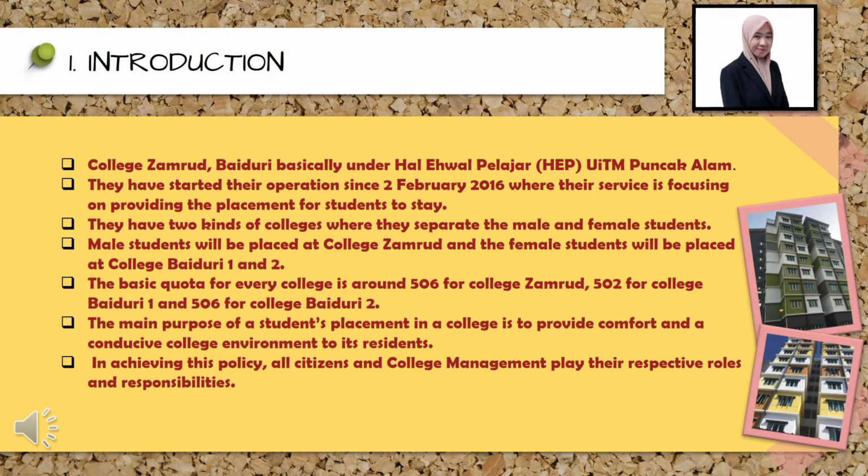Introduction. College Zamrud and Baiduri are basically under Hal Ehwal Pelajar HCP UiTM Puncak Alam. They have started their operation since 2 February 2016, and their service focuses on providing placement for students to stay. They have two kinds of college where they separate the male and female students. Male students will be placed at College Zamrud and female students will be placed at College Baiduri 1 and 2. The basic quota for every college is around 506 for College Zamrud, 502 for College Baiduri 1, and 506 for College Baiduri 2.